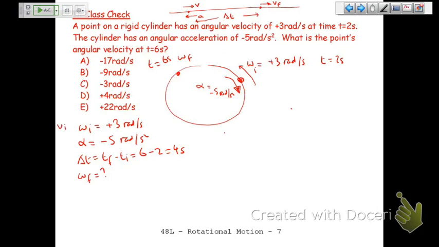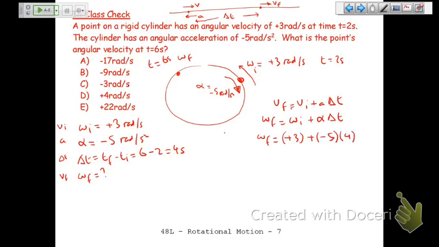And this is like VI, and that is like A, and that is like delta T, and that is like VF. And I know that VF is equal to VI plus A delta T. So I know that omega F is equal to omega I plus alpha times delta T. So I know that omega F is equal to omega I, which is plus 3, plus A, which is minus 5, times delta T, which is 4. So omega F is equal to plus 3, added to minus 20, so omega F is equal to minus 17 radians per second.